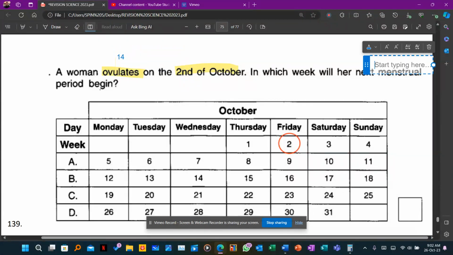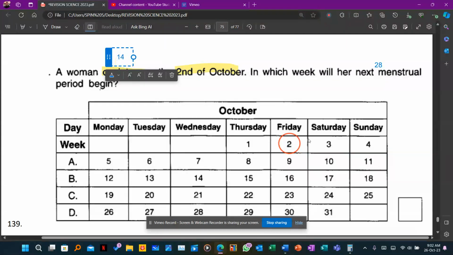The next menstrual cycle must be within 28 days. So 14 days have already passed, so it will be 14 plus 2, which is 16. 16 is the 28th day, which means the next menstrual cycle will begin on the 17th. It must complete 28 days.